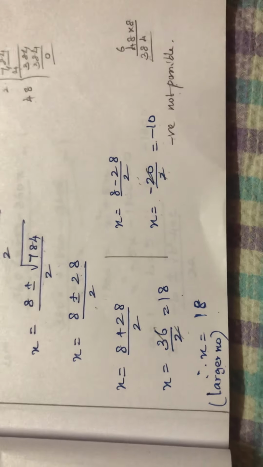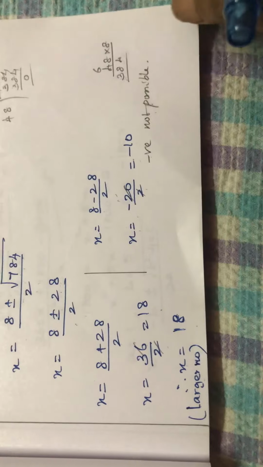Then what will be the smaller number? The smaller number is equal to square root of 8x.